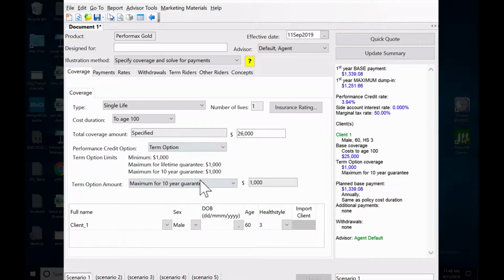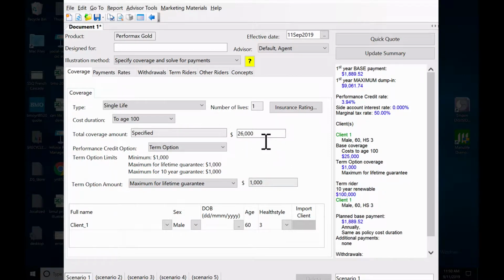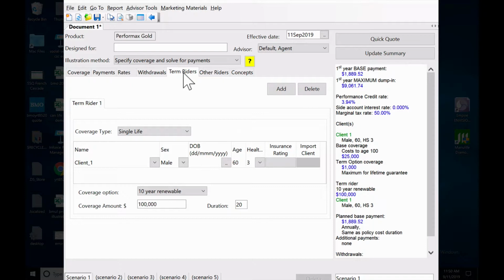We're doing it mostly for price, and again, a lot of people sort of work with the minimum or the maximum lifetime guarantee just to be on the safe side here. But you can see, again, I've got my minimum amount of insurance. When I added the term rider, it actually bumped it up to 26. But now what I want to do is go into my term riders. I'm going to add one.